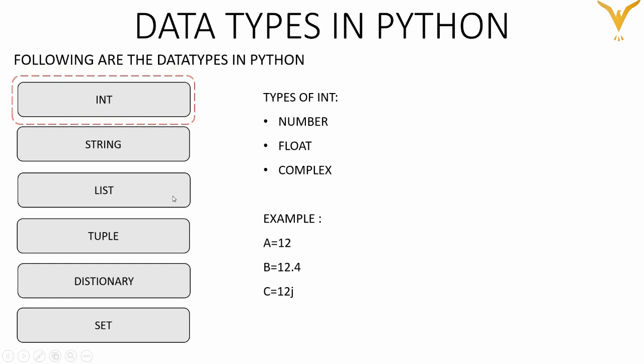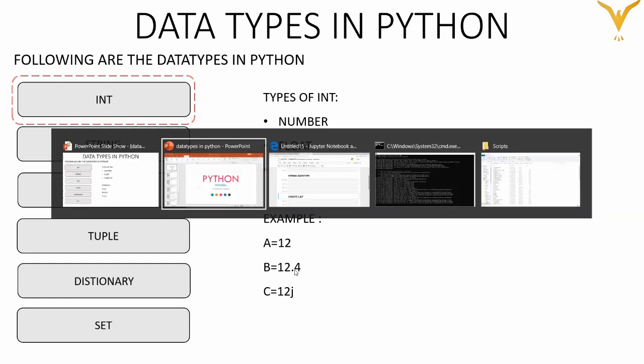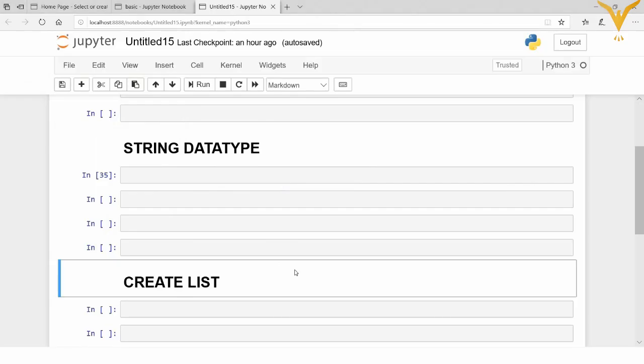Here below are some examples. a equals 12, this is of type integer. Next we have b equals 12.4, this is a float value. And third we have c equals 12j, this is your complex number. Okay, so we'll see this example practically. So let's move to the practical.